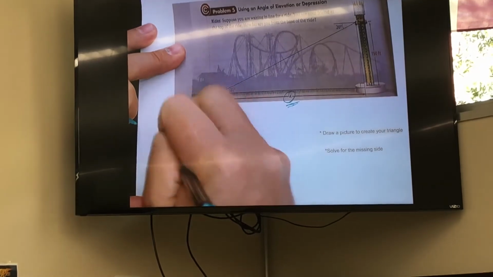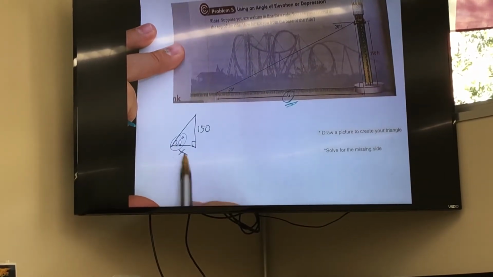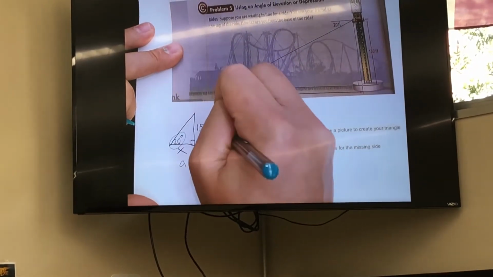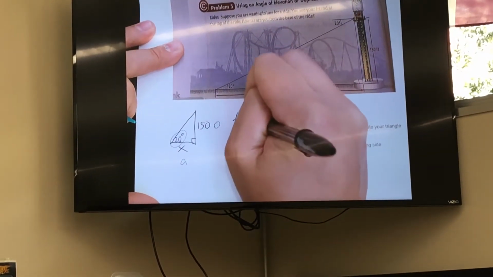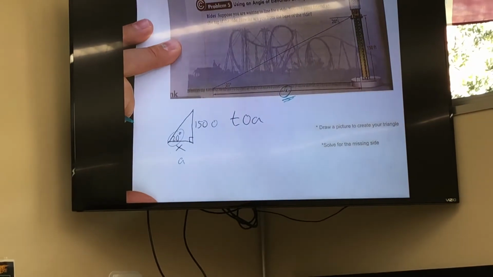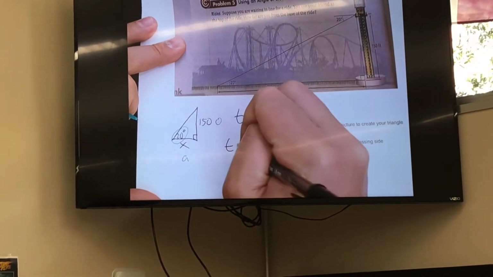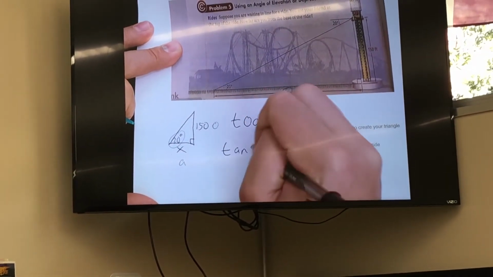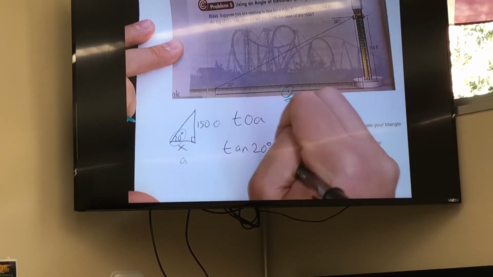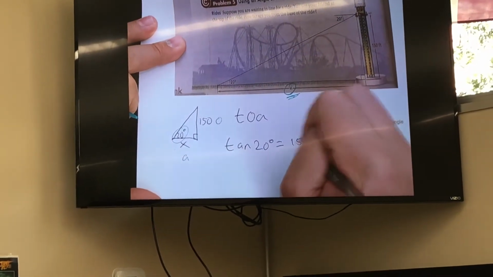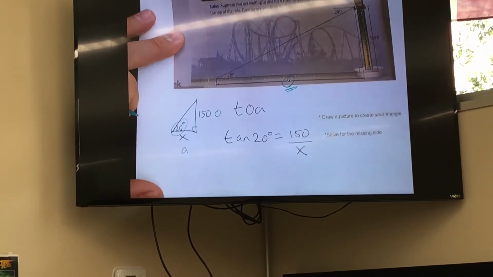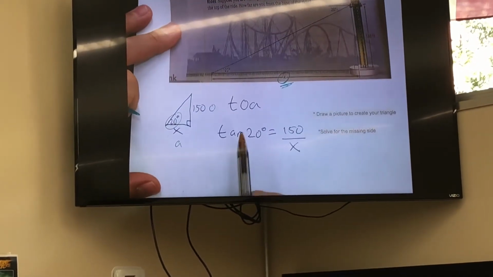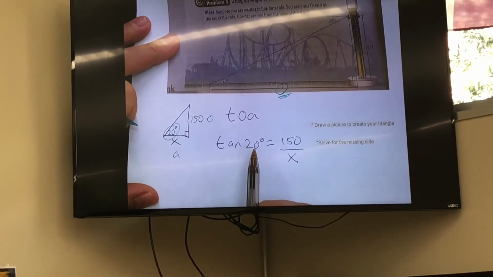If this is our reference angle, this is our adjacent side, this is our opposite side, and you should be using the function TOA, right? So tan of 20 degrees will equal 150 over x. So this is back to the previous lesson. We know what the angle is. We're not looking for the angle.